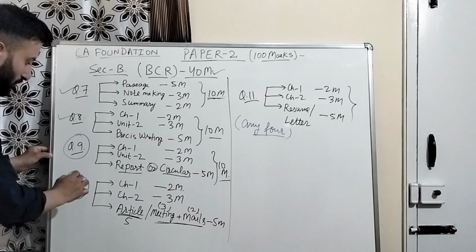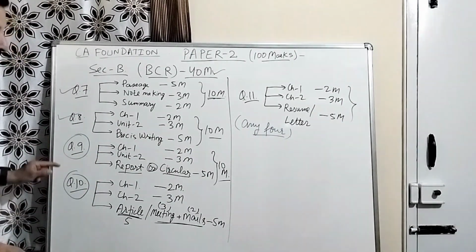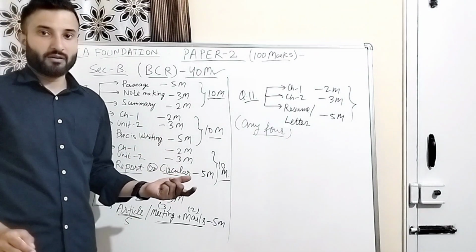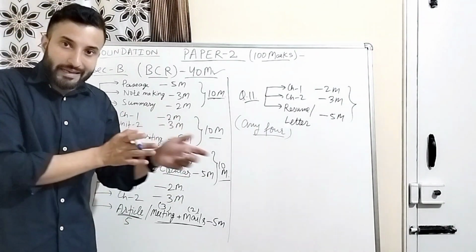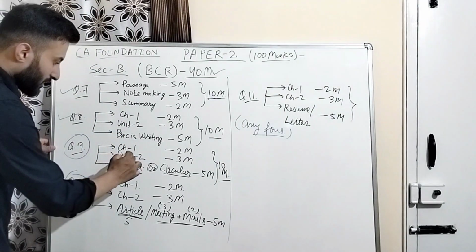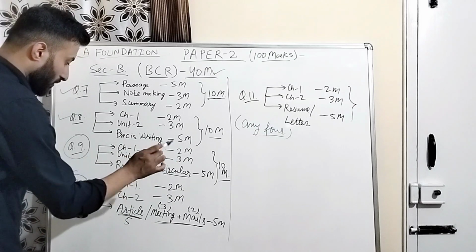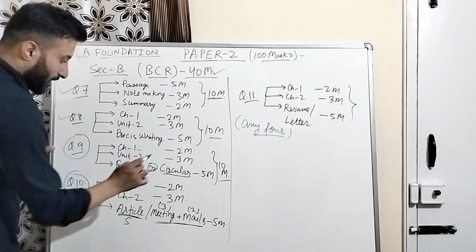Out of these two questions, you have to select any one. It's your choice: either select question number 9 or question number 10. Why I have told you to select any one from question number 9 and question number 10 is, see, question number 9, the chapter 1 is okay, unit 2 is okay. Here, report or circular.